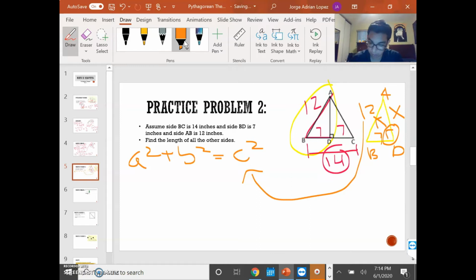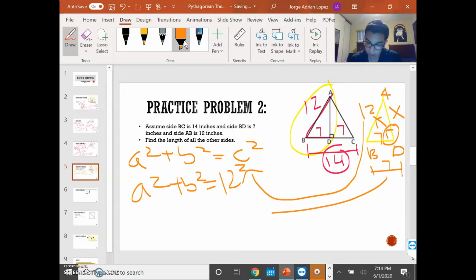So it would be A squared plus B squared is equal to 12 squared. Now, we need to figure out what our A's and B's are. So let's say B to D, which is 7, we're going to make that our A. So we make 7 squared plus B squared equals 12 squared.